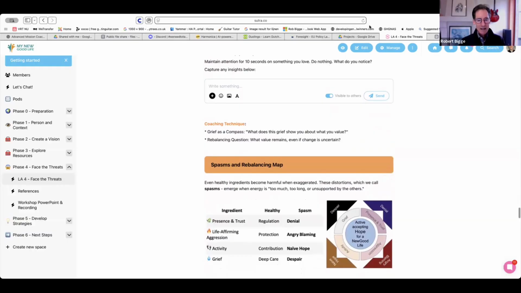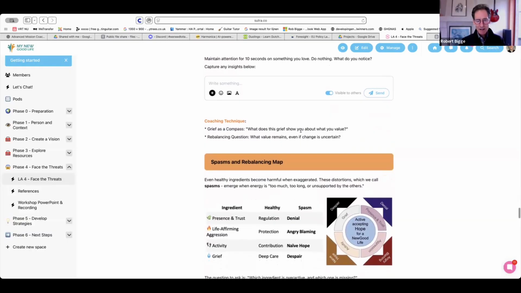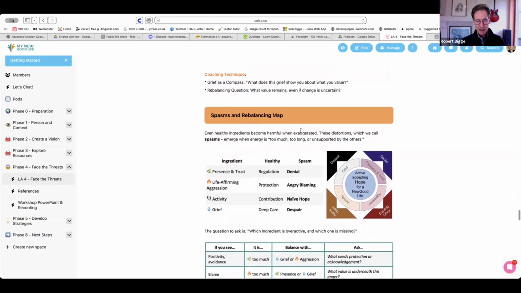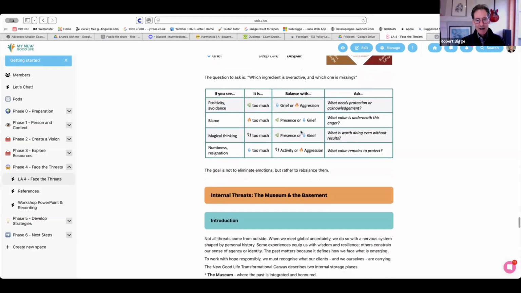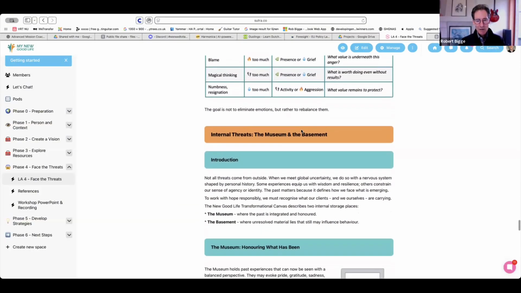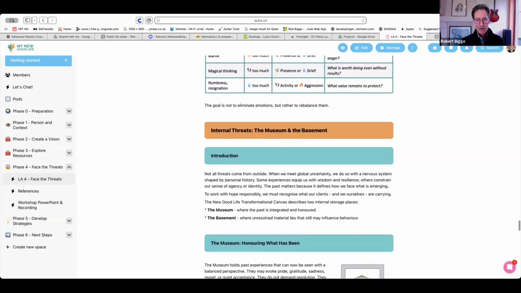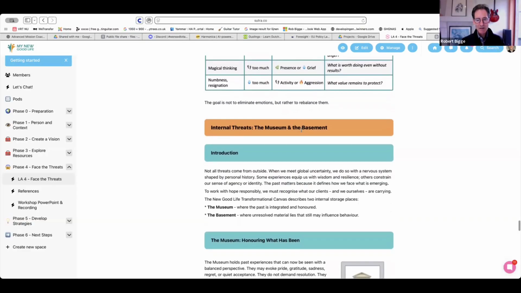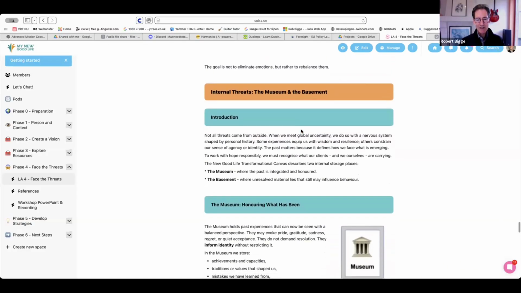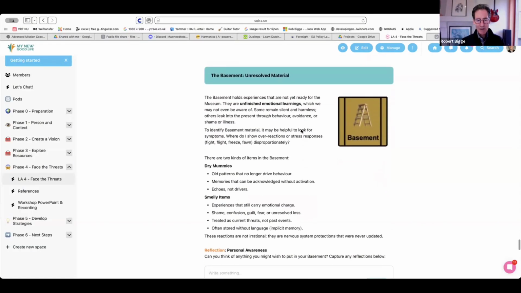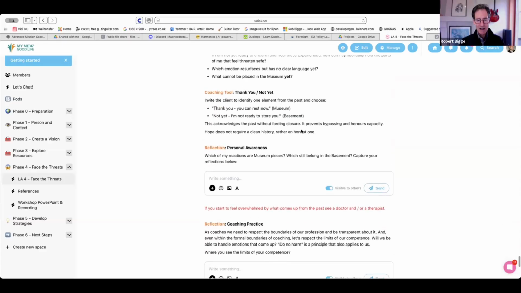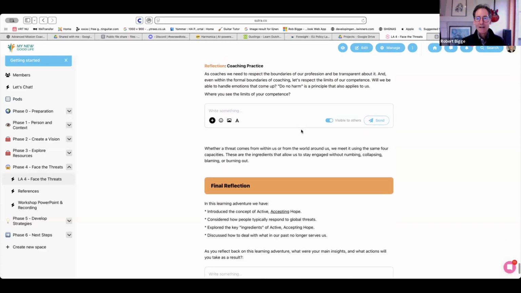And so, again, if you have any questions, if you go through it, I think it's relatively straightforward. Again, there's quite a lot in it. And then we tackle 2 of the elements on the canvas, the museum and the basement. So we go into those 2 elements of the canvas in a little bit more detail. So this is what's coming up for you in the next learning adventure.